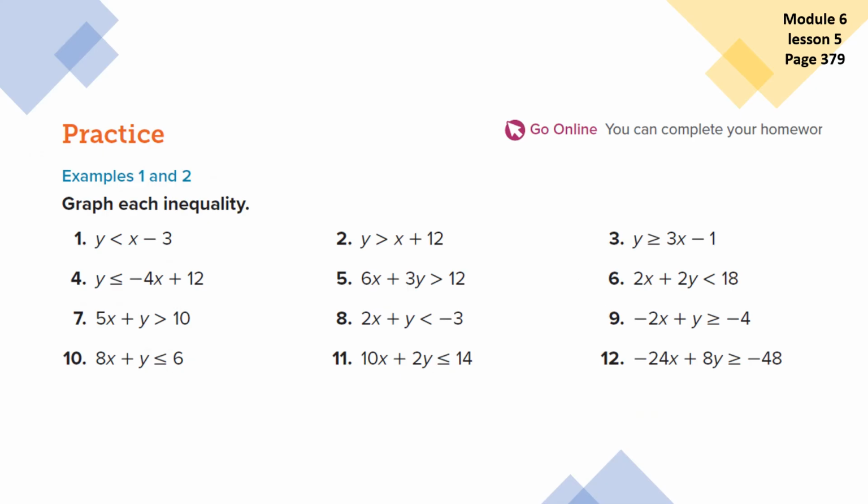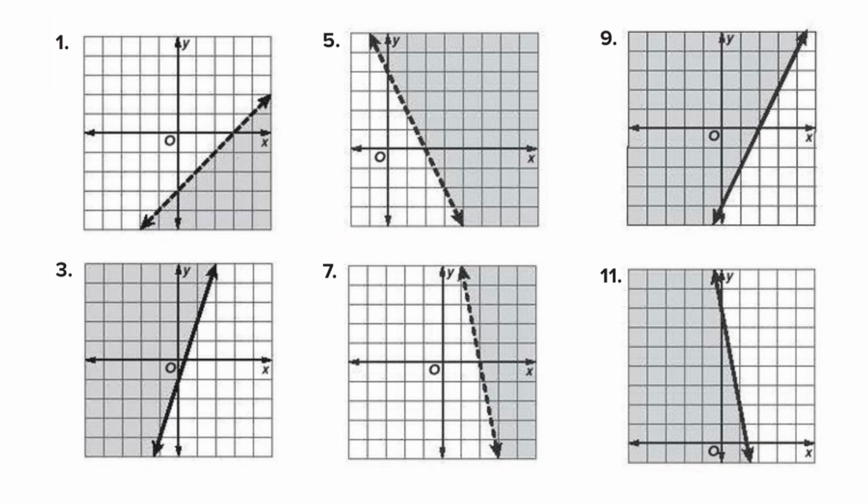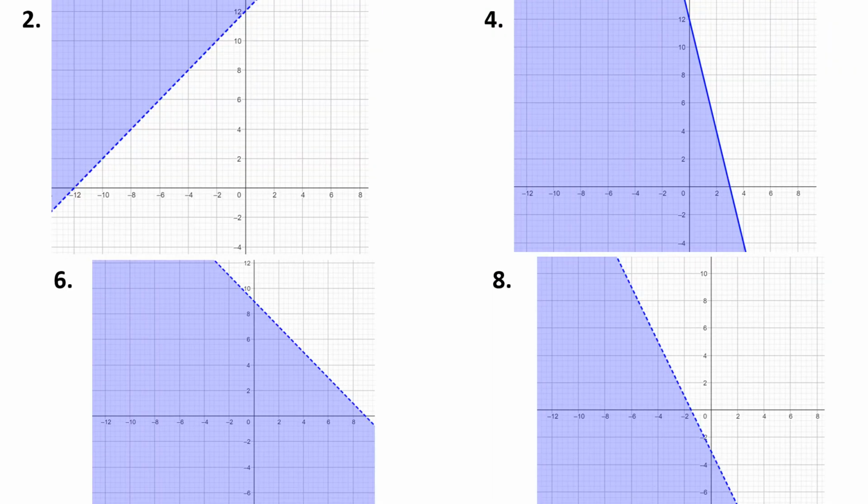And then we have Graph Each Inequality, Module 6, Lesson 5, page 379. So here you need to graph each inequality. Again, the graph would be a shaded region. So these will be your answers. Please check your answers and we will do in great detail how you are getting these answers in part 3 of the video. Next we have questions 2 to 8 where you have to graph the inequality.